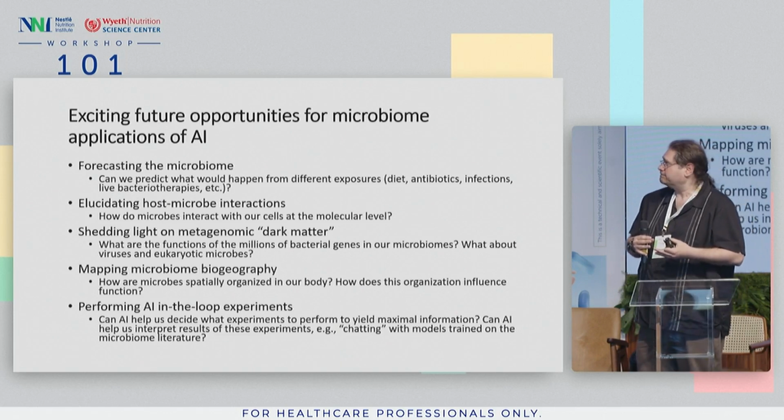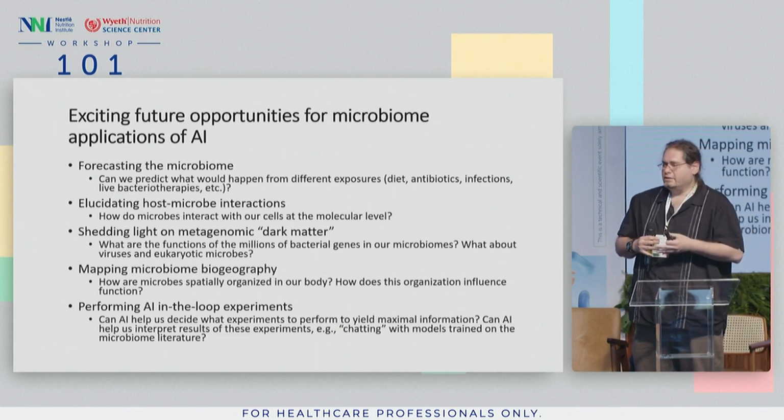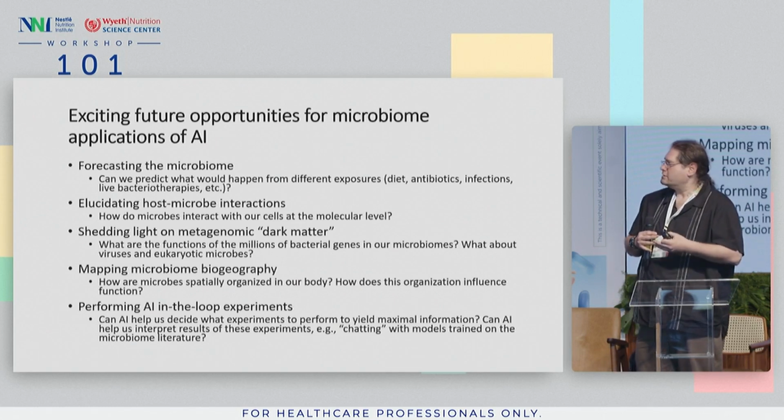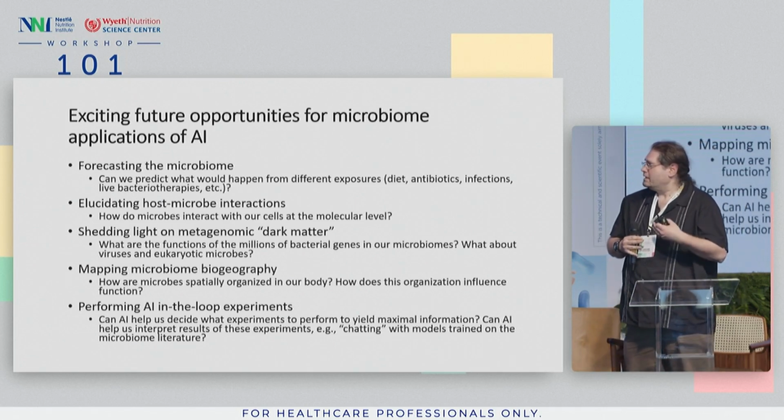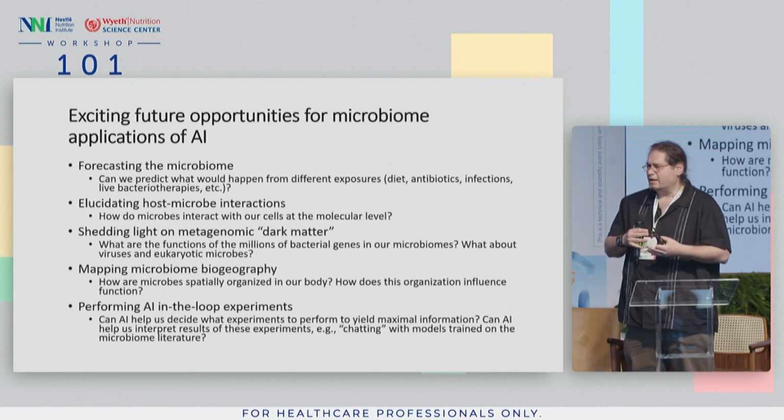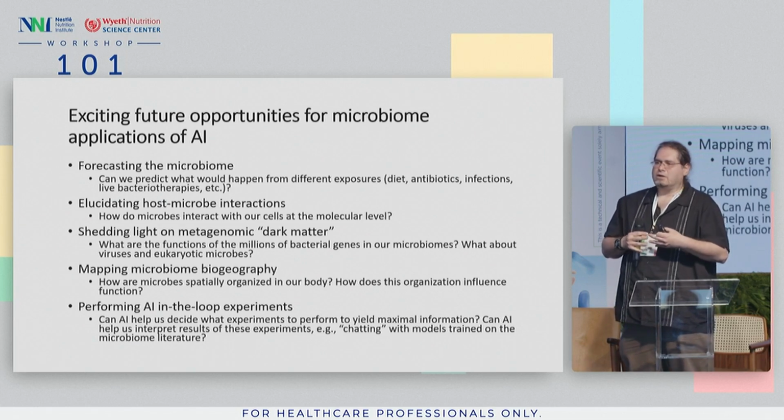health status. Another one is really using these tools to delve in to get much more mechanisms, so start to understand the molecular biology, and in particular, how the host and microbiome are interacting. A third one, which really dovetails nicely with the last talk, is starting to understand what I would call the metagenomic dark matter. So there are millions of microbial genes, we don't know their function.